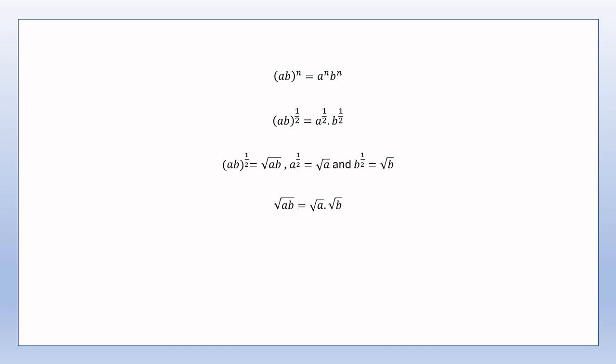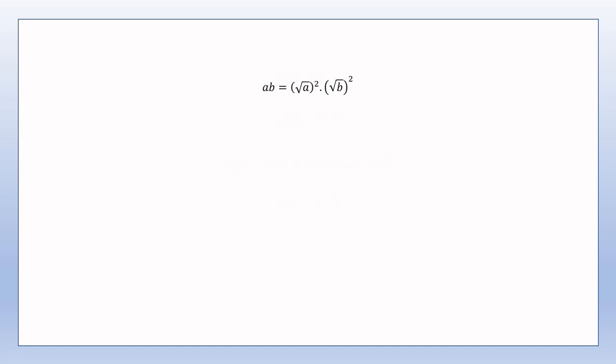Recall that the square root of a number a is defined to be that number which, when multiplied by itself, is equal to a, and is written the square root of a. Also, a can be written as the square root of a all squared. b can be dealt with similarly, in which case we have a times b is equal to the square root of a all squared times the square root of b all squared. And since the square root of a all squared means the same as the square root of a multiplied by itself, and similarly for the square root of b all squared, then we have that a times b is equal to the square root of a times the square root of a times the square root of b times the square root of b.